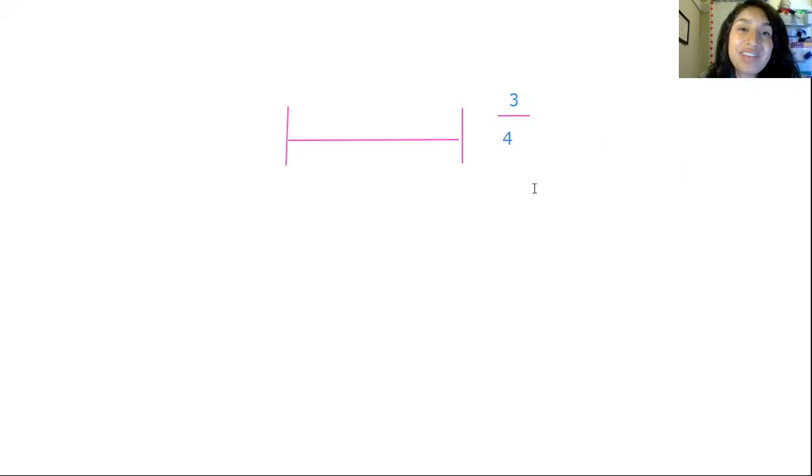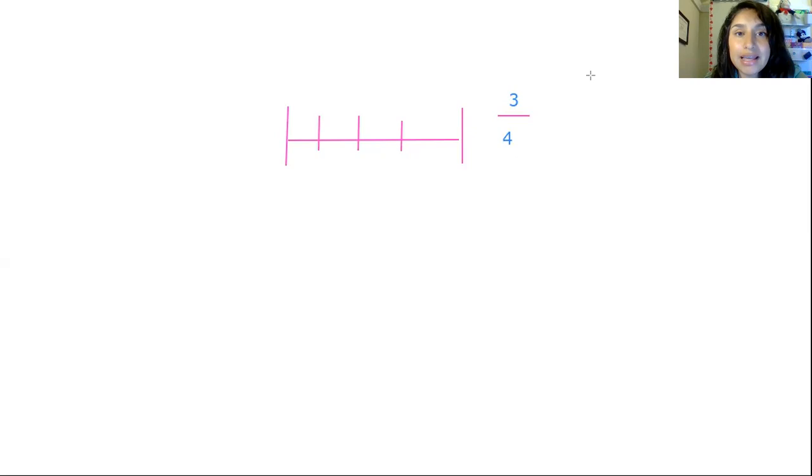Remember that I have to divide my number line into 4 parts because this is my denominator. Okay, here I go. I'm going to divide my number line. I'm looking at my spaces. 1, 2, 3, 4. Kind of not equal, I'm going to be honest, but I have to look at my spaces. 1, 2, 3, 4. Where would 3/4 be?